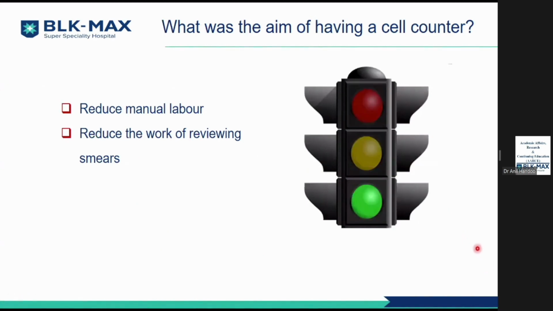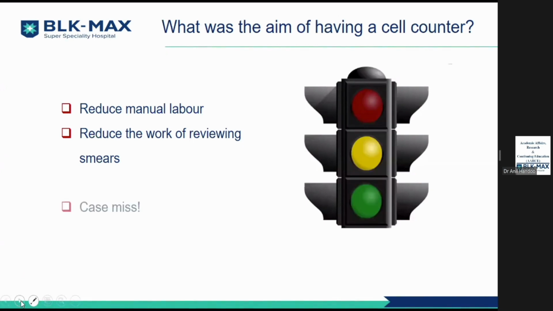The aim of having a cell counter was that you wanted to reduce manual labor, primarily for the simple fact that if a laboratory is handling, say, about 500 samples a day, you will not be in a position to review all 500 smears a day, because then you will need a lot of people handling this. And of course, your aim was to ensure that you reduce the work of reviewing as much as you could.